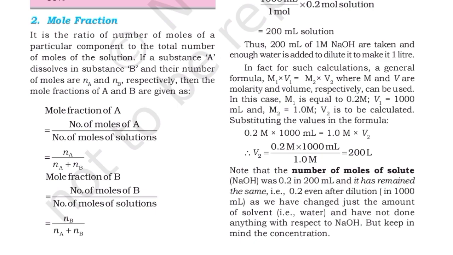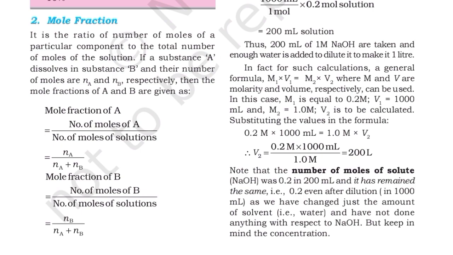In this case, M1 is equal to 0.2 m, V1 is equal to 1000 ml, and M2 is equal to 1.0 m, V2 is to be calculated. Substituting the values in the formula, 0.2 into 1000 is equal to 1.0 into V2, V2 is equal to 200 ml.